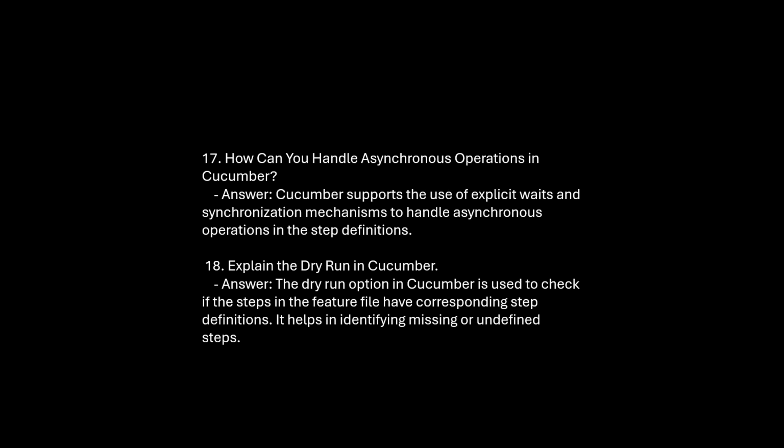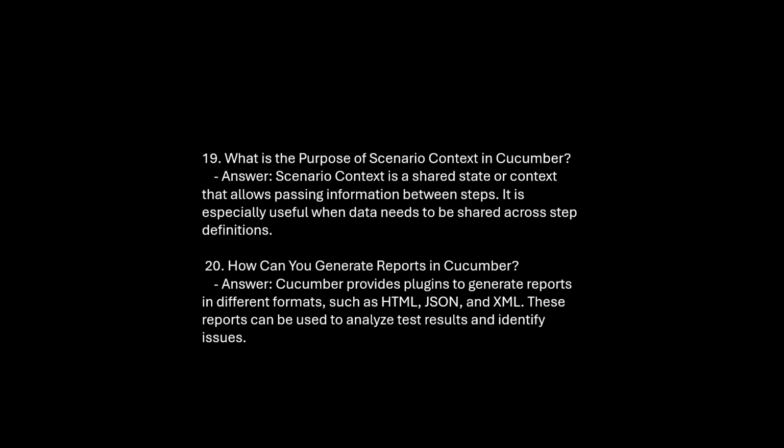Explain the dry run in Cucumber. The dry run operation in Cucumber is used to check if the steps in the feature file have corresponding step definitions. It helps in identifying missing or undefined steps.